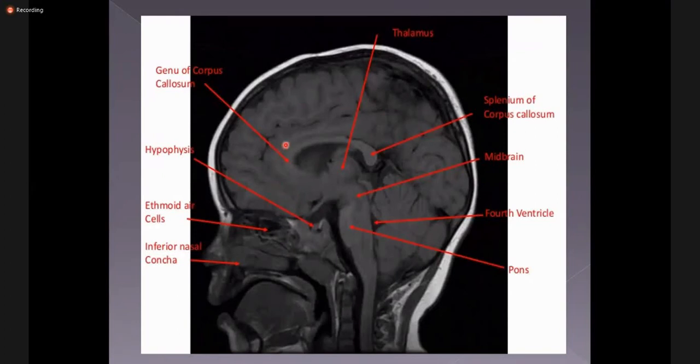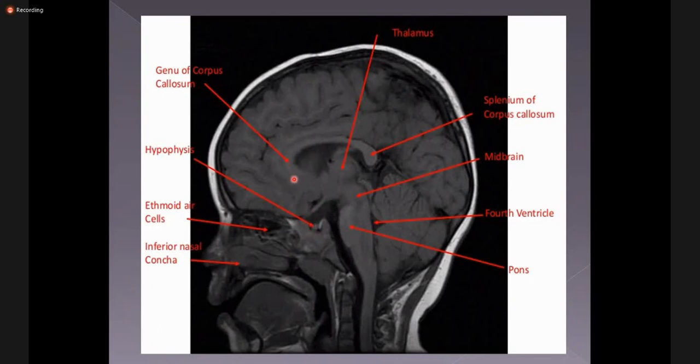This is the mid-sagittal plane in which we see the corpus callosum. The corpus callosum is in the middle of the brain. This is the frontal lobe, parietal lobe, and this is the cerebellum. And this is also the midbrain, pons, and medulla.